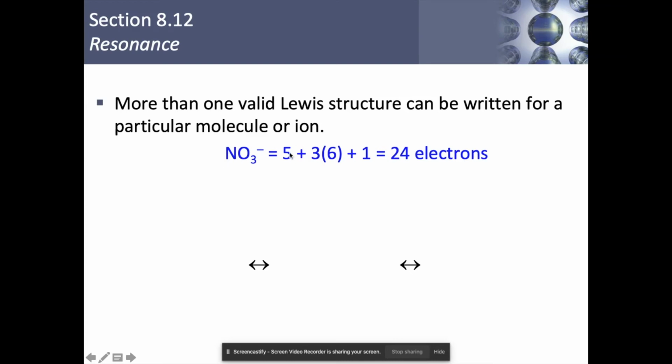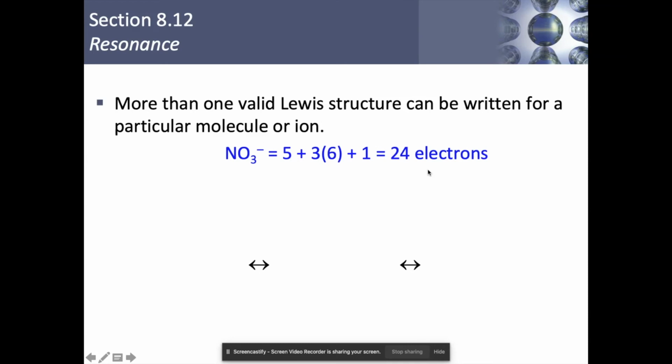So nitrogen, 5. Oxygen has 6, but there are 3 of them. Now, if you see a negative, that means that it has gained an electron. And so if it's a -1, we have to add an electron. If it was a -2, you'd add 2 electrons. If it was a -3 charge, you'd add 3 electrons, because that's technically what it means, right? When you have a negative charge on something, it gained an electron. And so there are 24 electrons.